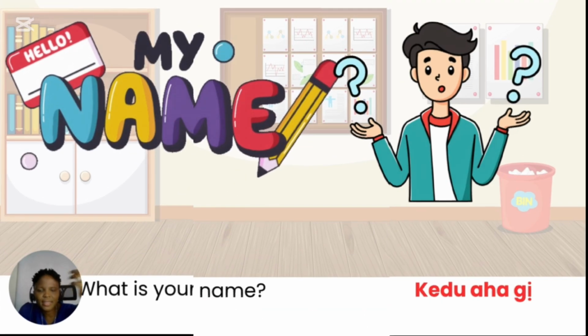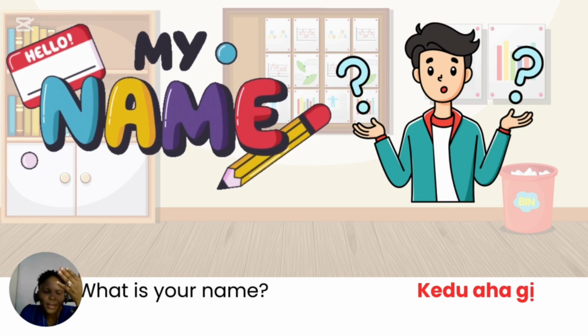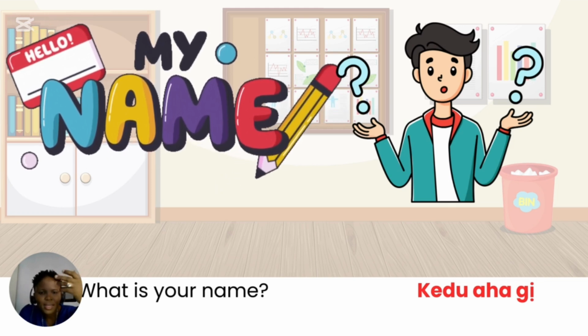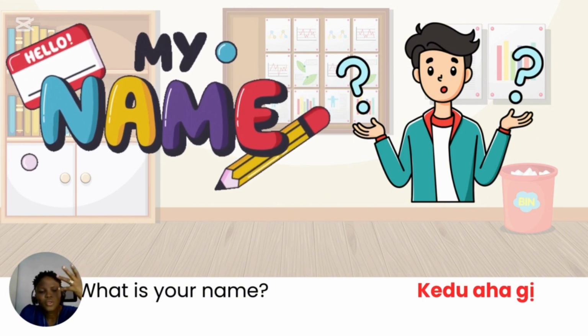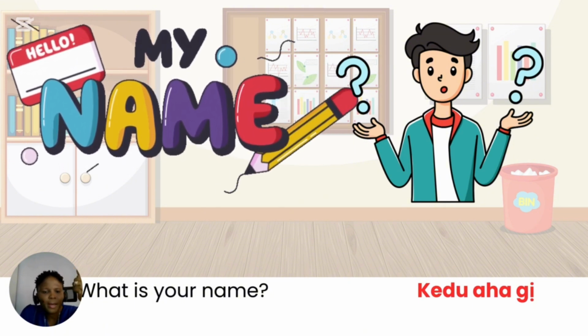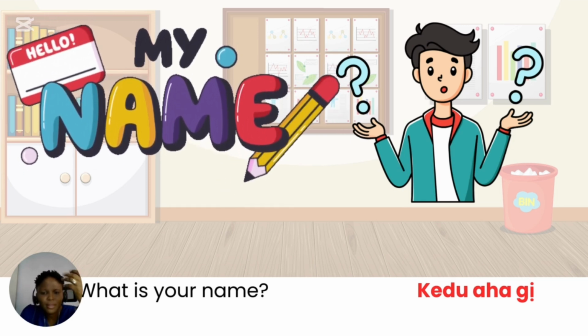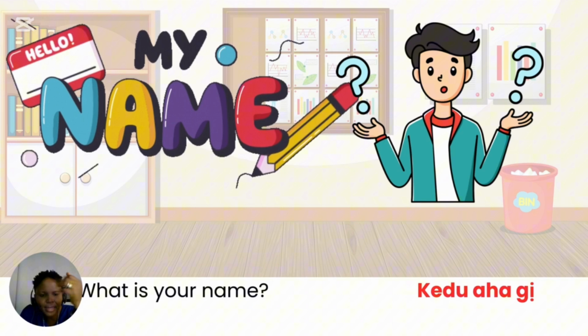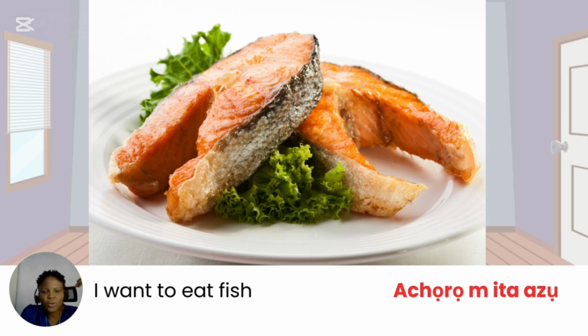The next one is kedu aha gị? What is your name? You can say aha m bụ Jane, aha m bụ Ihuoma, aha m bụ Eze, whatever your name is. But let's go again. Kedu aha gị? Good. Now say, achọrọ m ịta azụ.